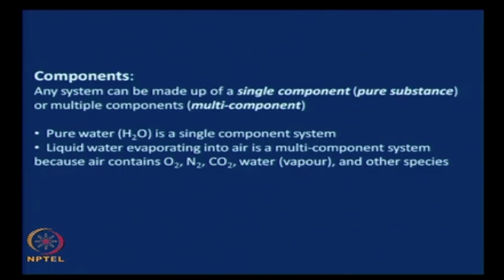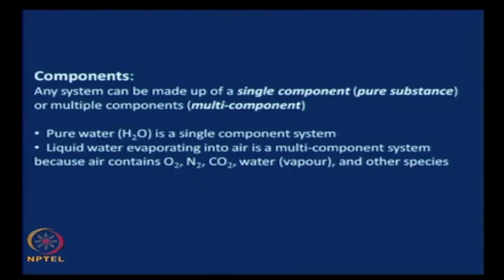Next, let us talk of the concept called components. Any system could be made up of maybe a single substance or multiple substances. If it is made up of a single substance or a single component, then that single component is called a pure substance, or if there are multiple components, the system is called a multi-component system. For example, if you take pure water and you consider that as your system, then pure water is a pure substance and the system is a single component system.